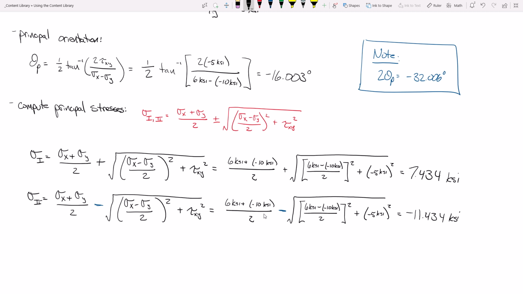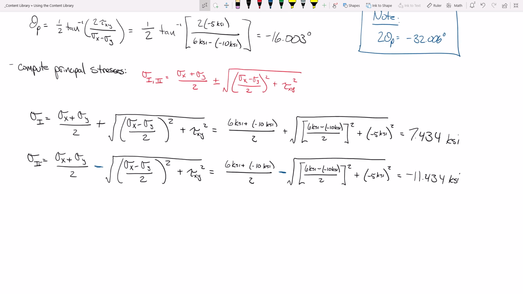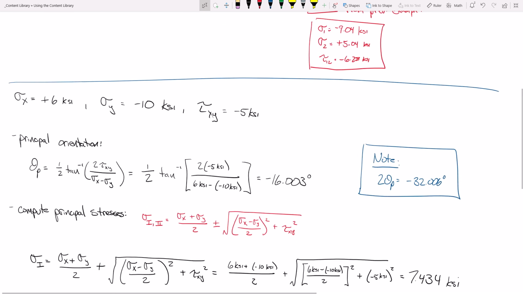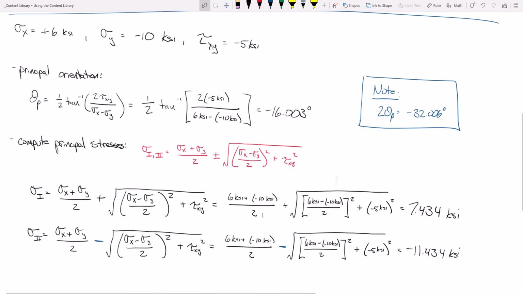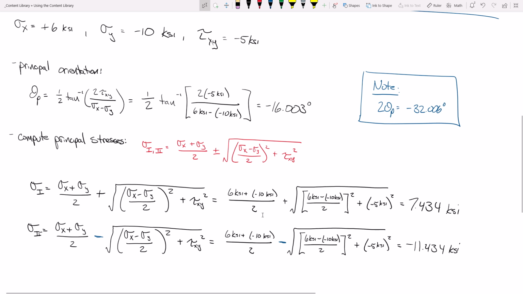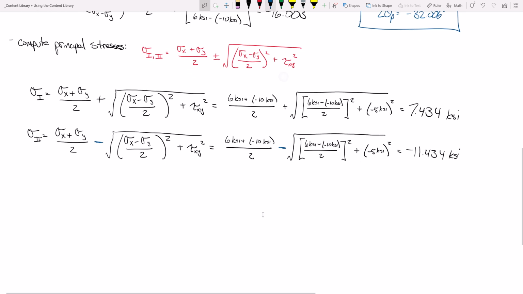Okay, so I propose those are the maximum normal stresses. Are those values bigger than what we got last time, 5 and minus 9? This 7.434 is the highest possible positive stress, and negative 11 is the highest possible negative stress. We cannot find a rotation that will give us a normal stress bigger than these two values. Although that becomes abundantly clear when you actually plot Mohr's circle. And so let me show you how Mohr's circle works.